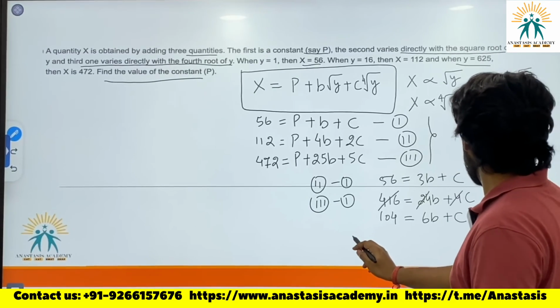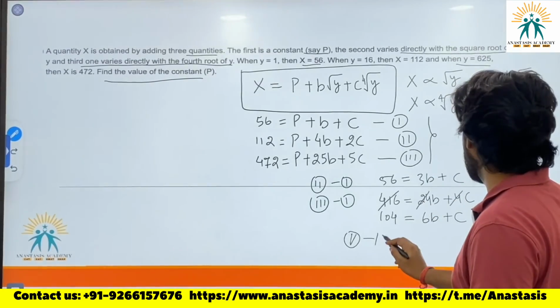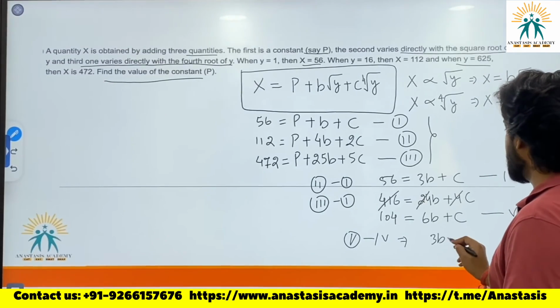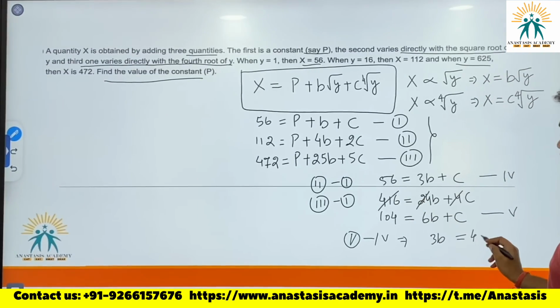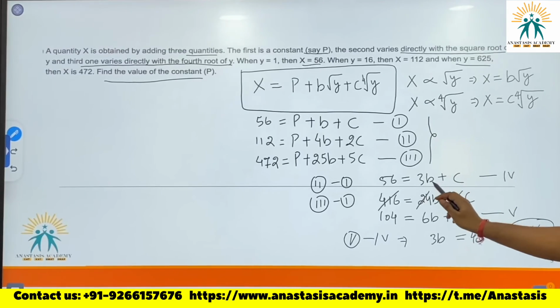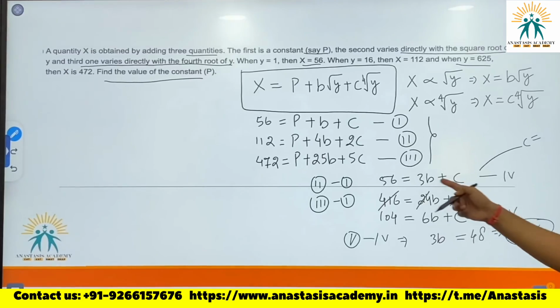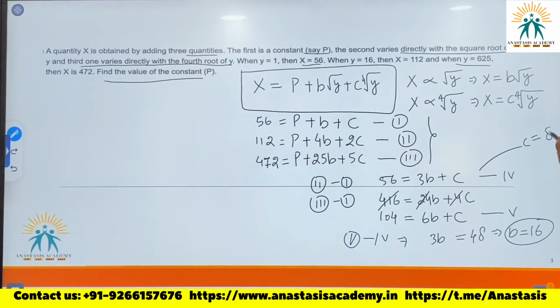Now subtracting the 4th from equation 5, so 5 minus 4, I get 3 times b is equal to 48. So from here I get the value of b as 16. So this is the value of constant b. Now putting this value of b in any one of these equations, 3b becomes 48, so from here I get c as 56 minus 48, that is 8. So I got two of the constants, b and c: 16 and 8.